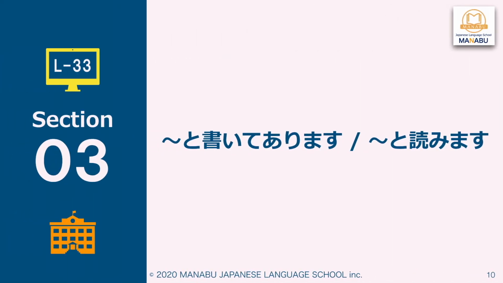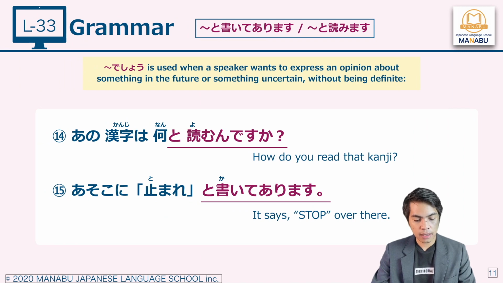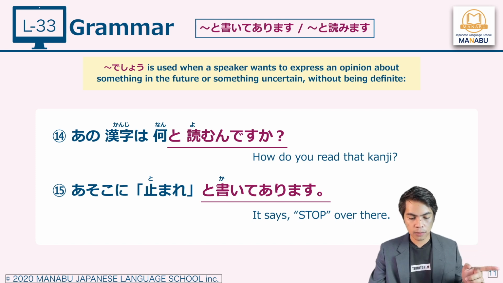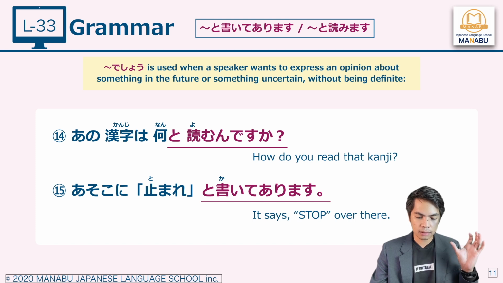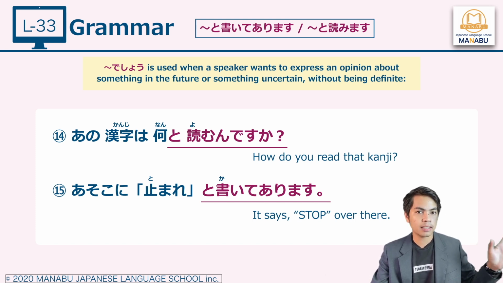Grammar point number 3, nani nani to kaite arimasu and nani nani to yomimasu. So let's read example number 14. Ano kanji wa nanto yomun desu ka? Ano kanji wa, that kanji. Nanto yomun desu ka? It means what is the reading. So what is the reading of that kanji? How to read that kanji?